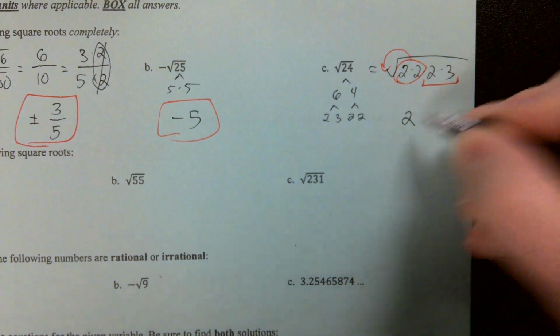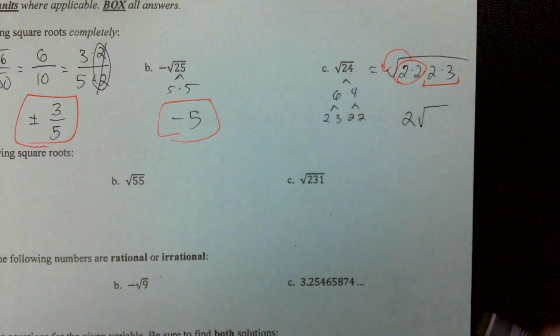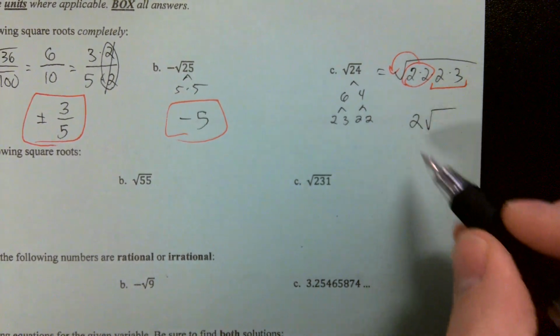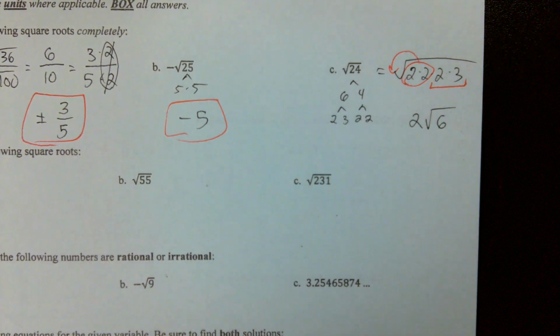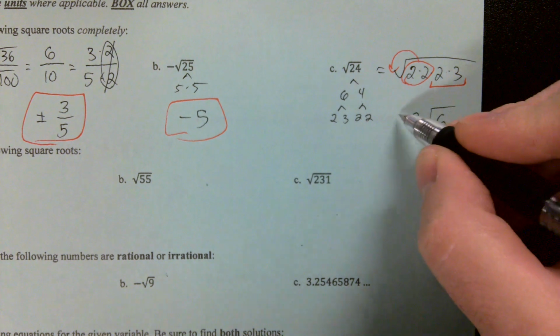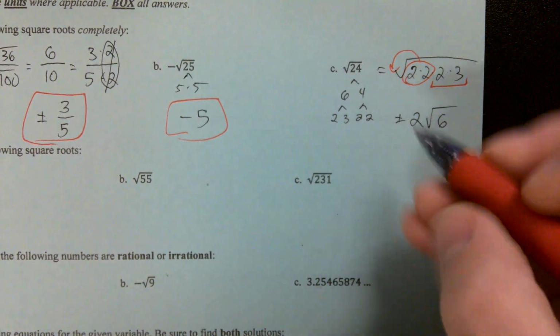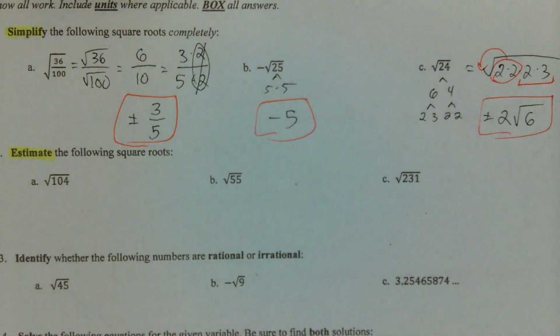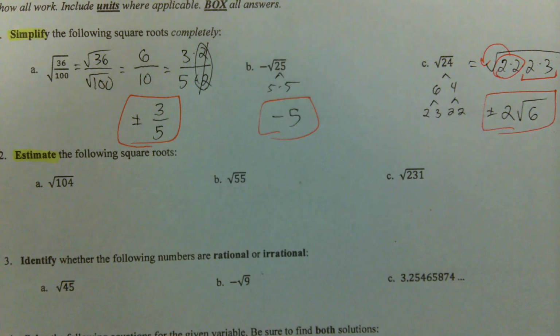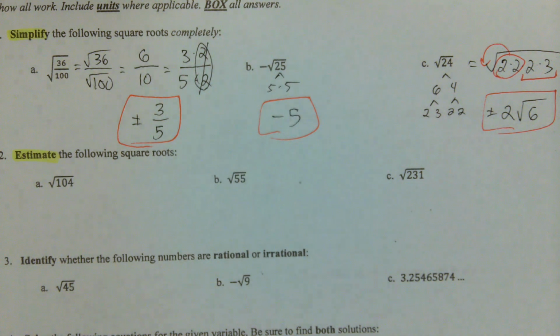So my 2 comes out in front. I've still got a square root. What's going to be underneath the square root? 6. Anything else? Perfect. Plus or minus 2 root 6. Great catch. All right, so if you see, we always use a plus or minus unless we just have a minus in the front.